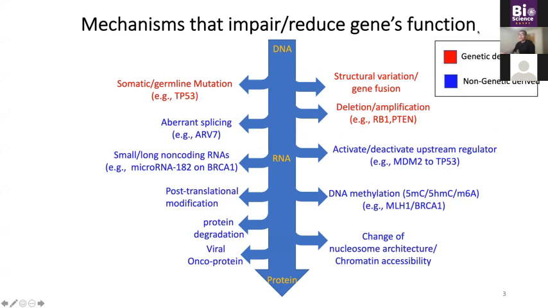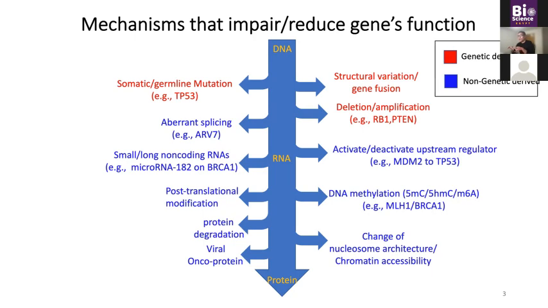So we know there are many different mechanisms to regulate gene expression in cancers. The common mechanism is genetic mutation, through somatic mutation or copy number deletion or structural variation. So some genes, particularly the tumor suppressor genes, will get reduced function, and oncogenes get activated function. Besides the somatic mutations, there are other non-genetic mechanisms that can also change gene expression.